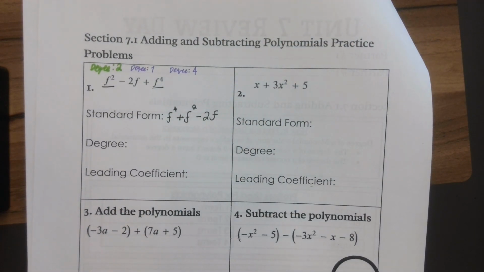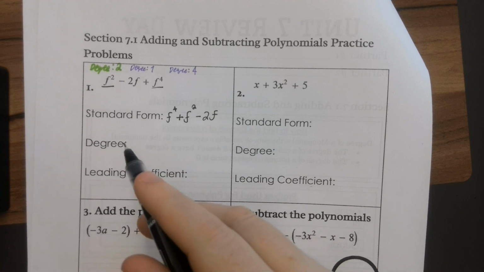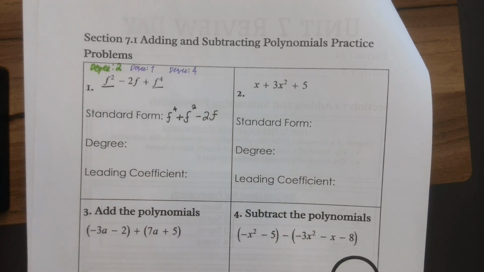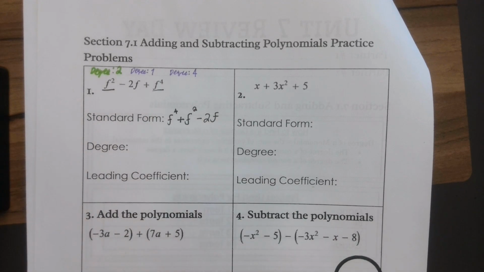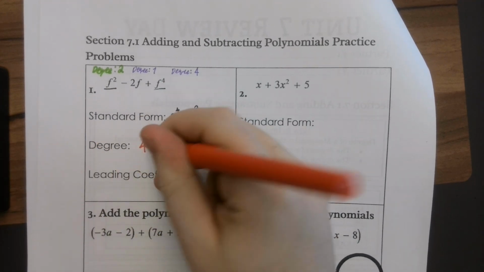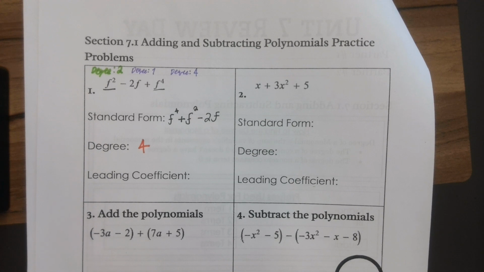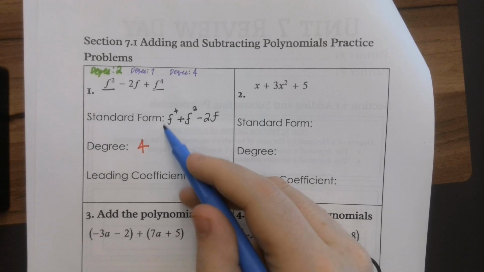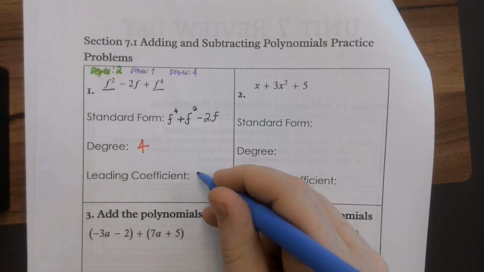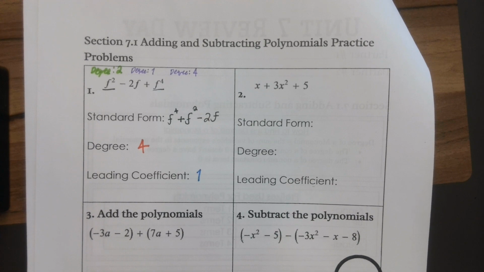That's standard form. The reason we do this is because it's easier to find the degree and leading coefficient. The degree of a polynomial is just the highest degree monomial. So 2, 1, 4 is the highest degree monomial. So the whole polynomial is degree 4. As for the leading coefficient, that's going to be the number before your highest degree term. But we don't really see a number in front of f to the 4th. The number that's secretly in front of f to the 4th is 1. And any time you don't see a number in front, your leading coefficient is 1.